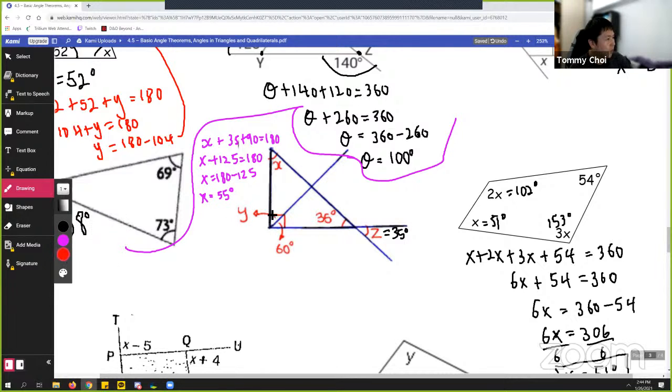Then our last one: y and 60 are complementary angles. They add to 90 degrees. So y plus 60 makes 90 degrees, and solving that out, y is equal to 90 degrees minus 60 degrees, which gives me 30 degrees as my answer. Are there any questions for this middle one? Does it matter that I solve for z first? No, you can solve in whatever order you want as long as you have all of them.